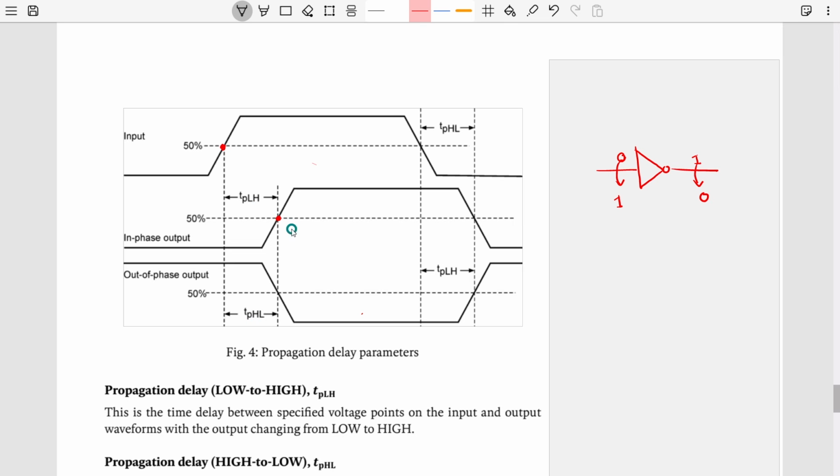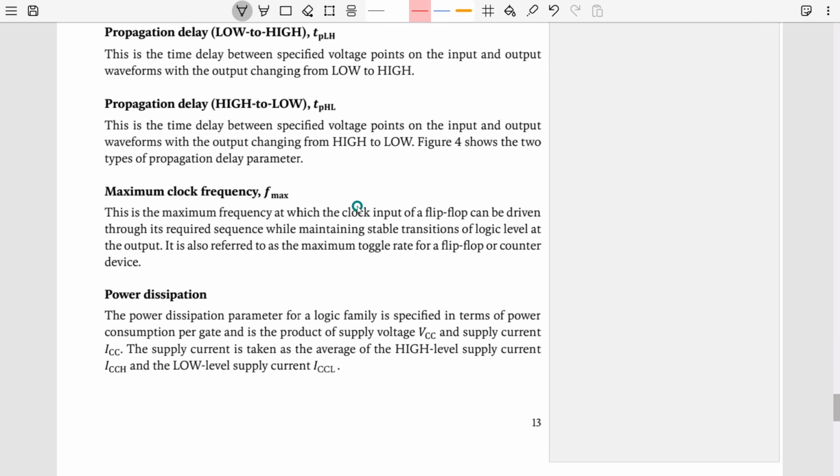We just have to look at the output. If in this propagation delay the output is changing from low to high, then it will be called tP-LH. And if the output signal is going from high to low, we are going to call that tP-HL. Same thing is happening here, if you understand. Anything can happen to the input, but we will just look at the output. If it is going from low to high, we are going to use this particular notation. The same thing is explained here, I guess.